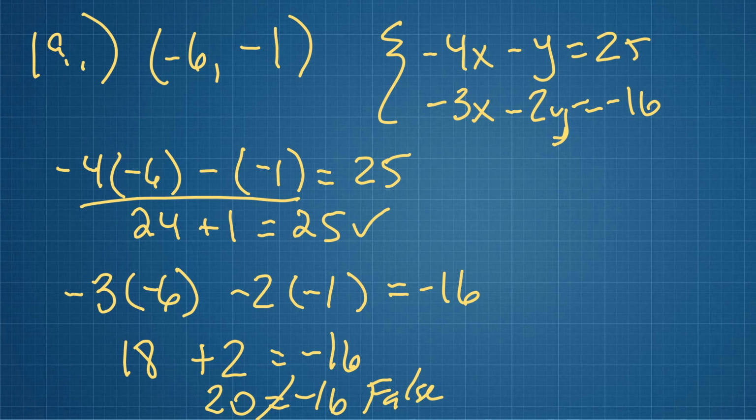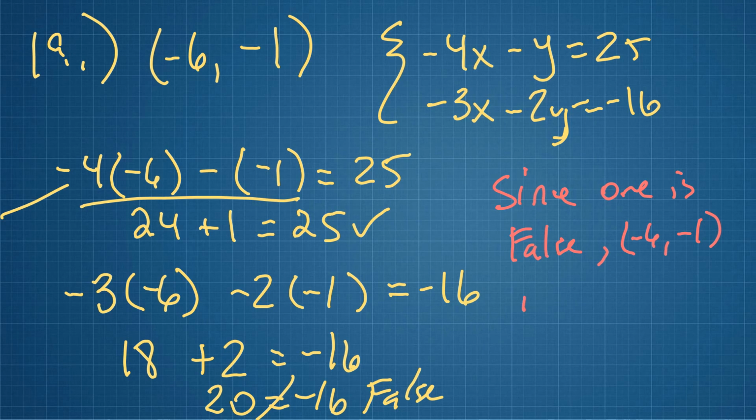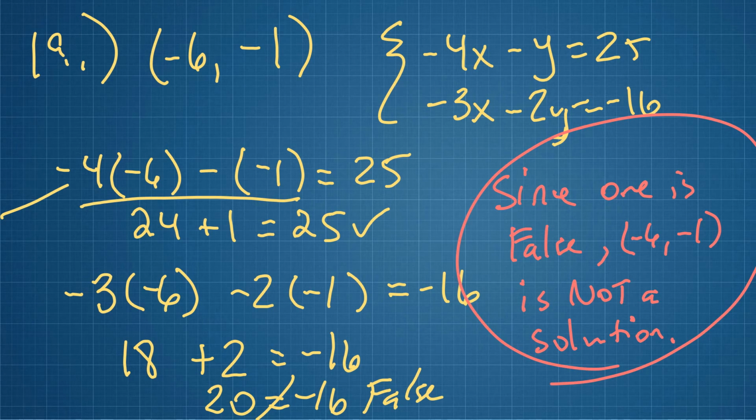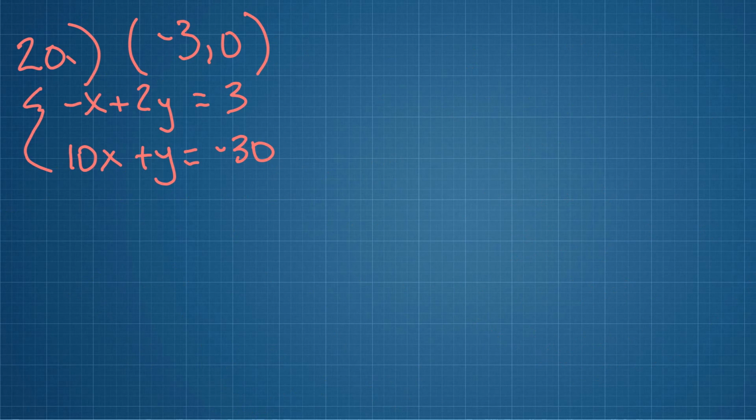So guys, the most important part is once you do all this work, don't just stop and forget to answer it. Alright? So say since 1 is false, (-6, -1) is not a solution. And this is my answer. Okay, so don't forget that. That's your answer.